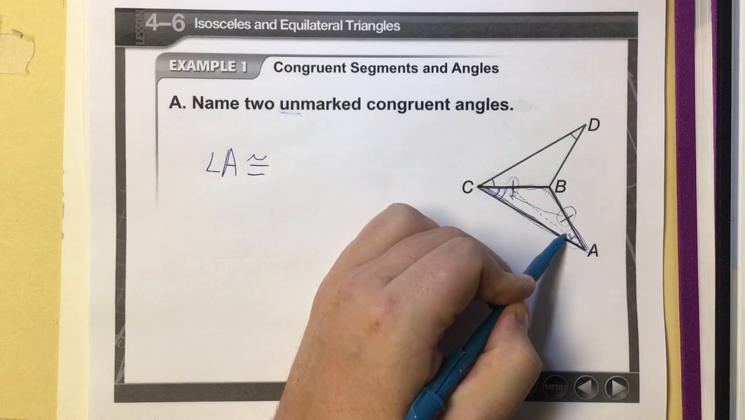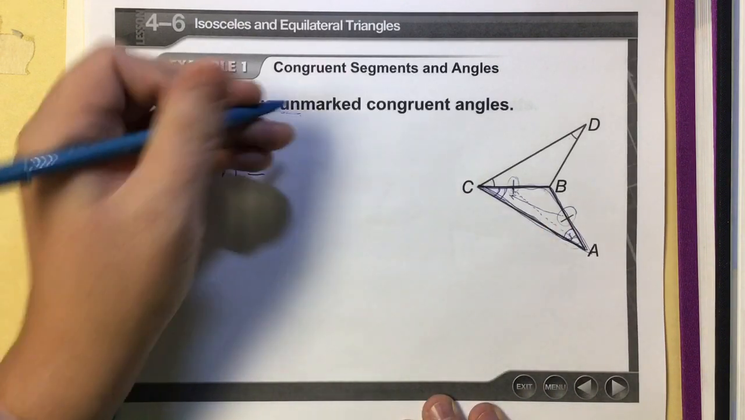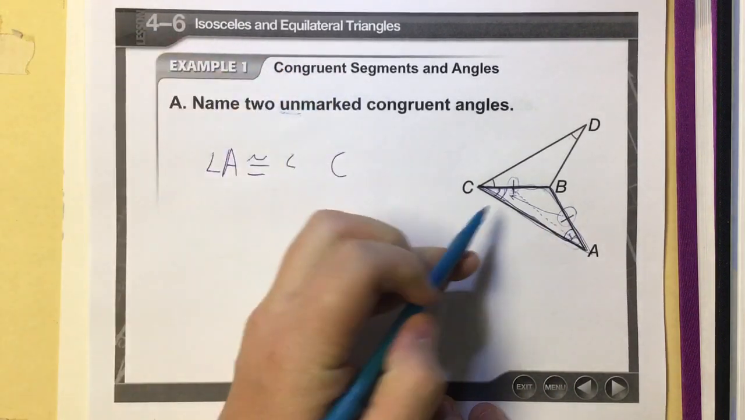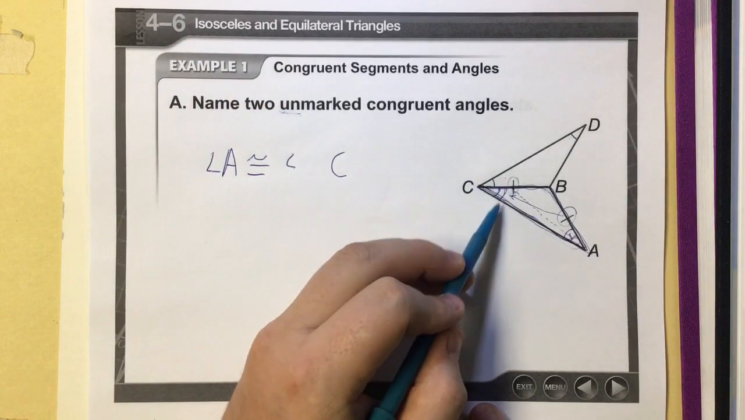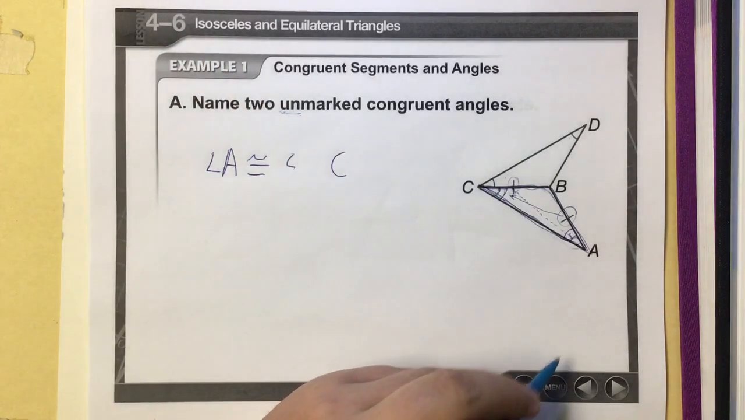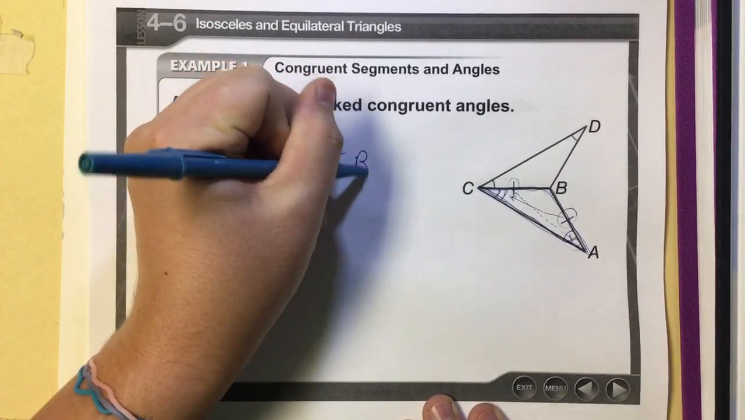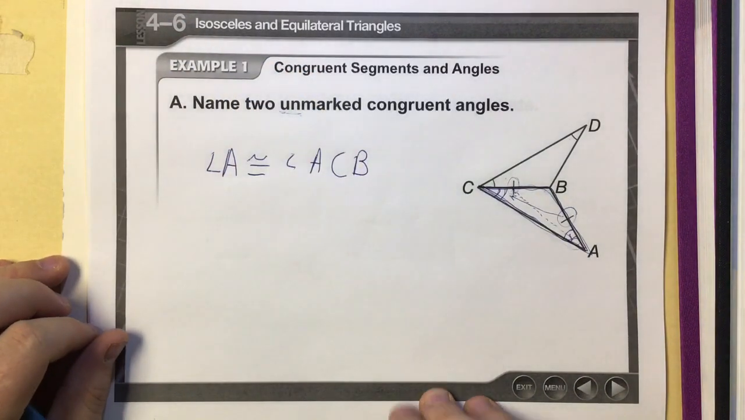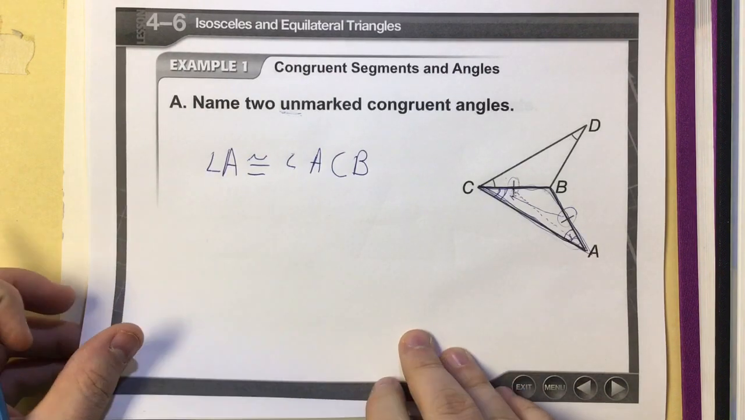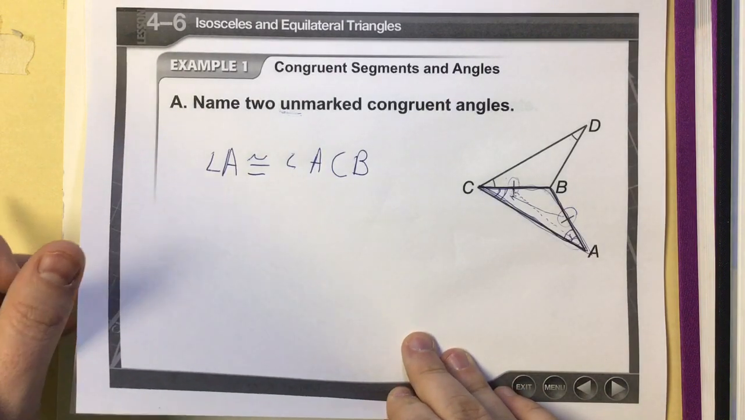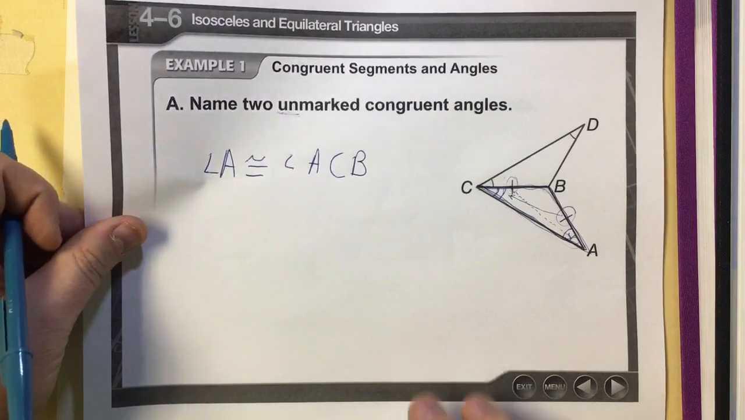The only problem is if I just call it angle C, that could be the top half, the bottom half, or the whole thing. So we need to use 3 letters. So I'll call it ACB, angle ACB. Those two angles are congruent to each other because they are the angles opposite of those sides that are marked as congruent.